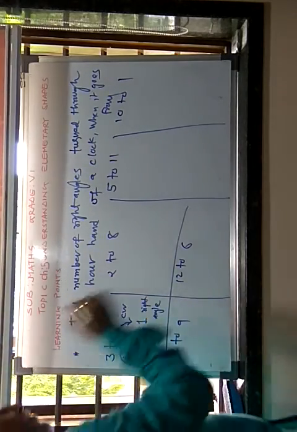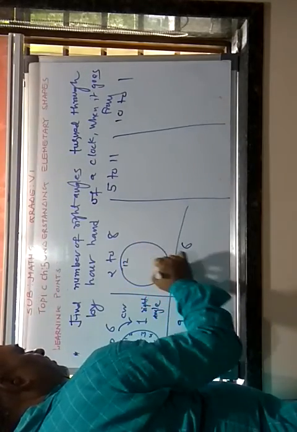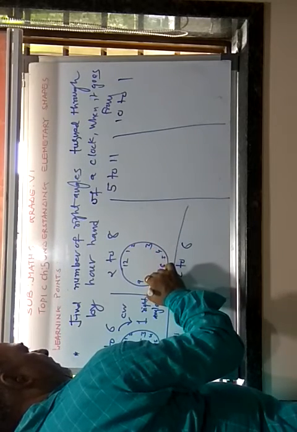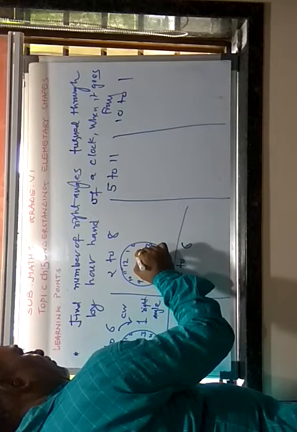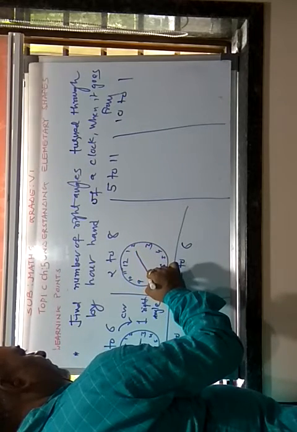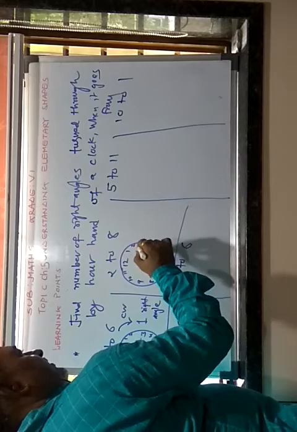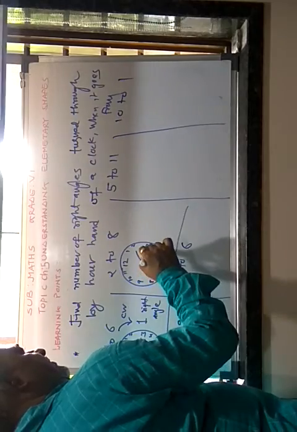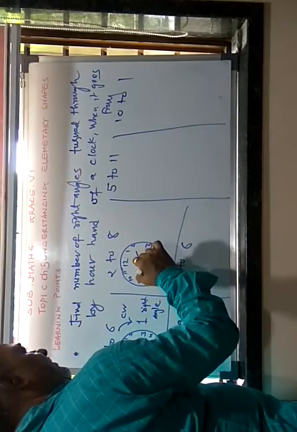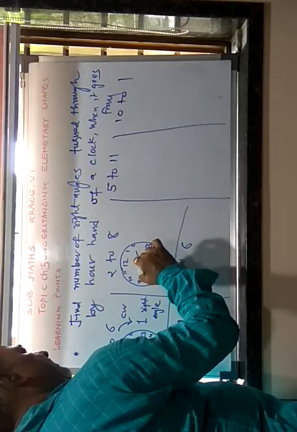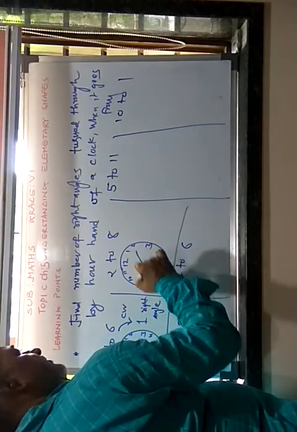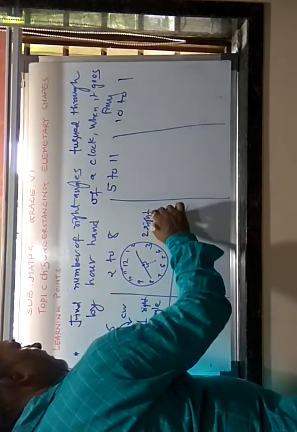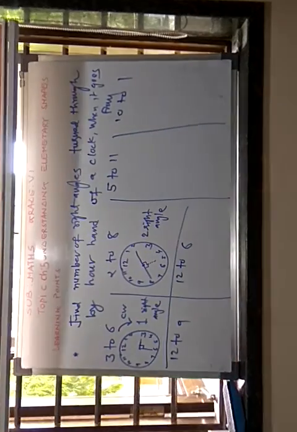Okay, like this. 2 to 8. Again you draw a clock. 2 to 8, it covers 5, 10, 15, 20, 25, 30. 30 minutes. 30 minutes means 5, 10, 15. From here, it covers a straight angle, means 2 right angles. Right? 30 minutes, 2 right angles.